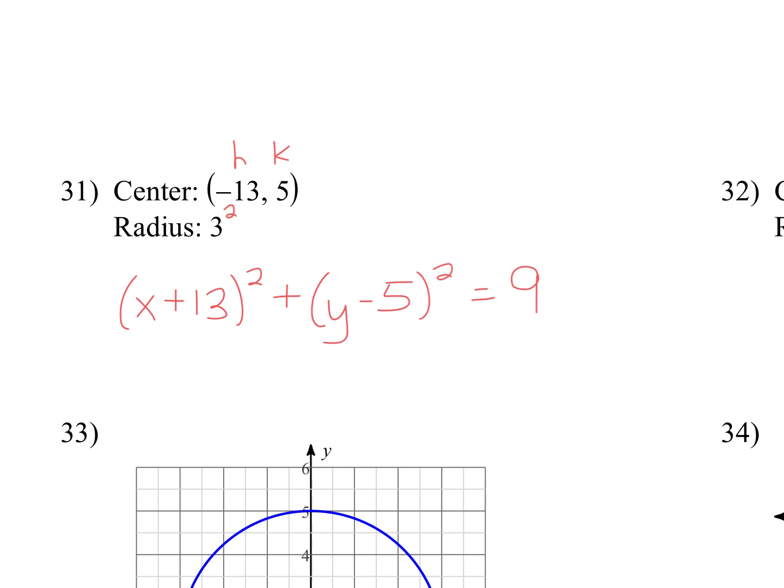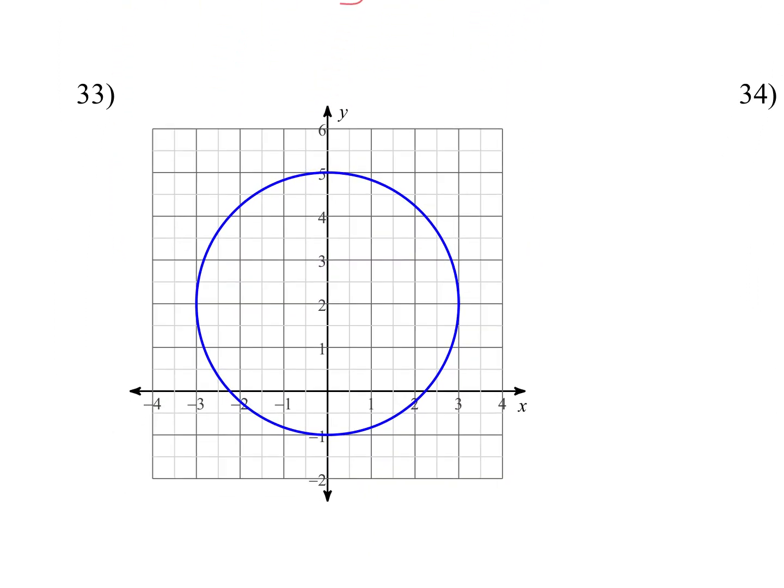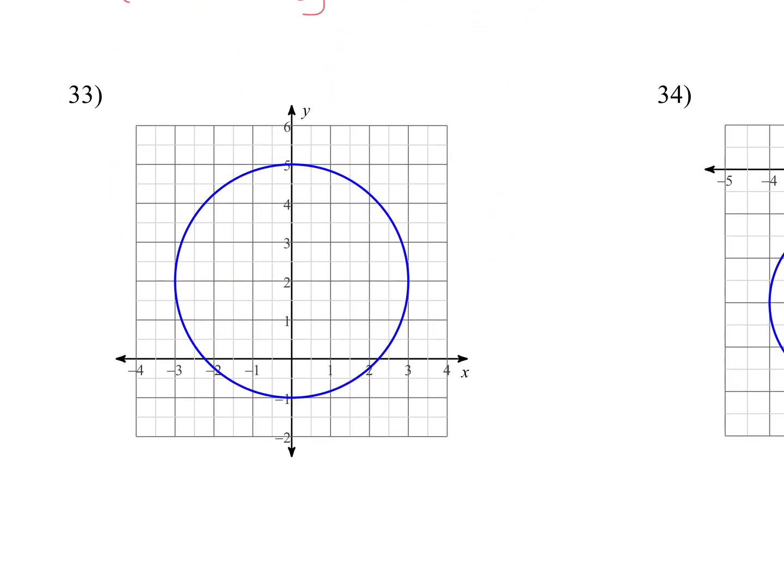These picture ones. Let's look at number 33. Remember, two most important parts. What do we look for? Center and radius. So what is the center of the circle? 2. It is that 2 right here. How do I write that as a coordinate? 0, 2. Yep.